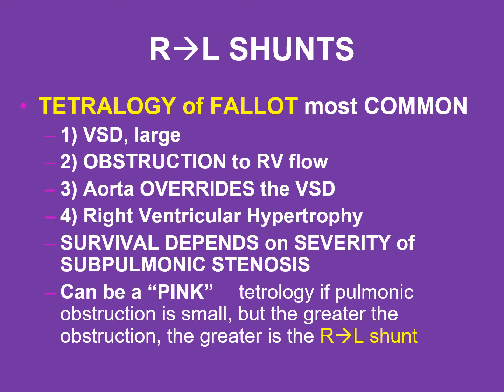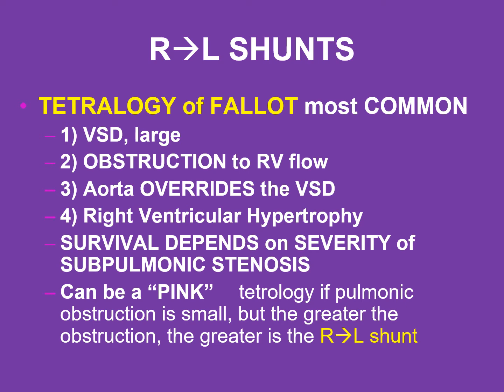The tetralogy of Fallot is the most common and consists of 4 components. We have the large VSD, a pulmonary artery stenosis or pulmonary valve stenosis, so there's an obstruction to the RV flow. Aorta overrides the VSD. So what does it mean by overriding of the aorta? It means that the aorta is closer to the interventricular septum rather than into the left ventricle. And then the fourth component is your right ventricular hypertrophy.